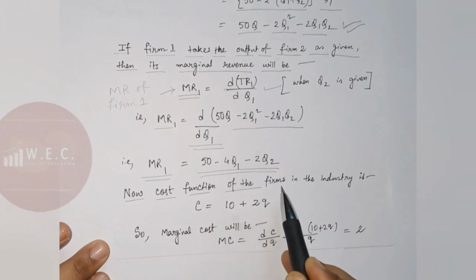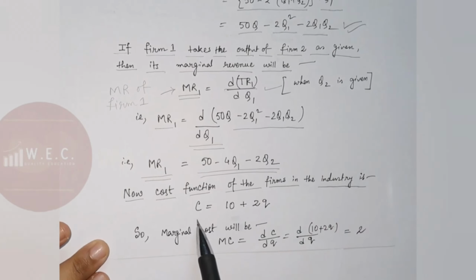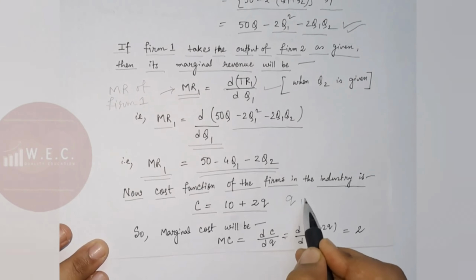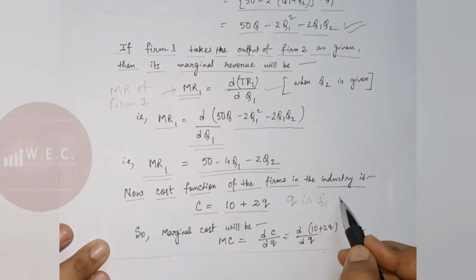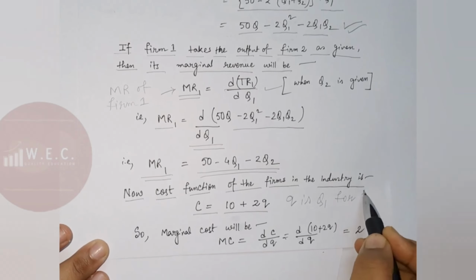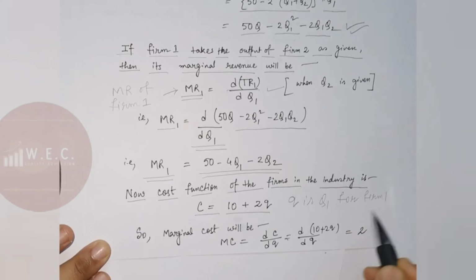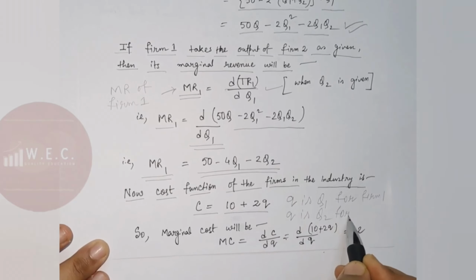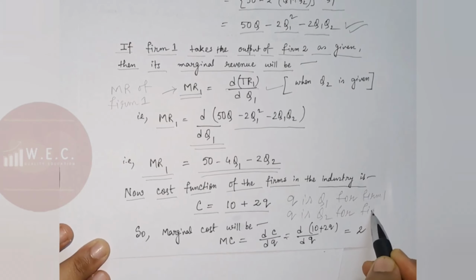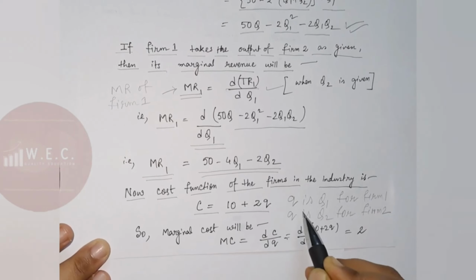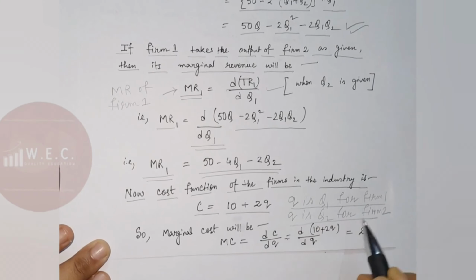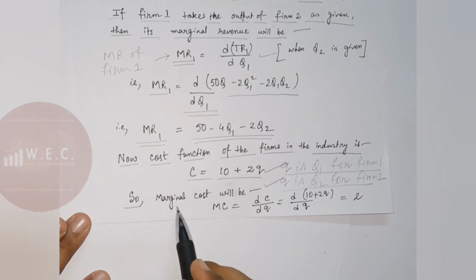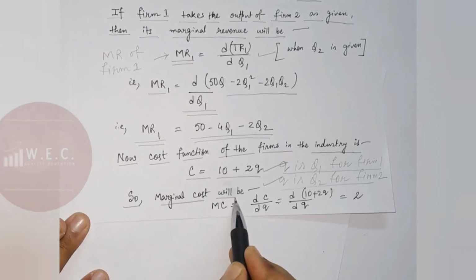Now the cost function given here is C equals 10 plus 2Q. Here Q is Q1 for firm 1 and Q is Q2 for firm 2. Q means output. Both firms face the same cost function, C equals 10 plus 2Q.